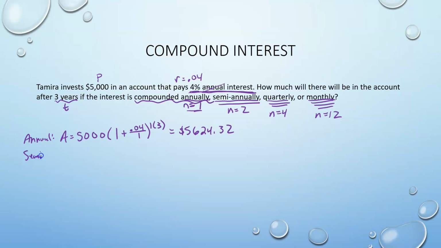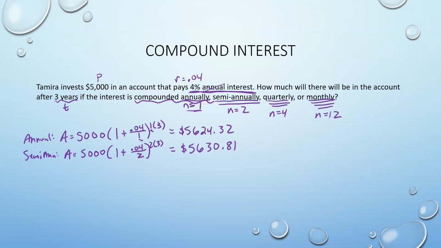So you do want to practice that as we go. When we do semi-annually, I have A equals still 5,000 times 1 plus still 0.04 divided by 2. The only thing that's changing is the N, which is in this spot and this spot. Semi-annually is twice a year, so 2 to the 2 times 3. Again, I would type that into my calculator, and I would get $5,630.81.